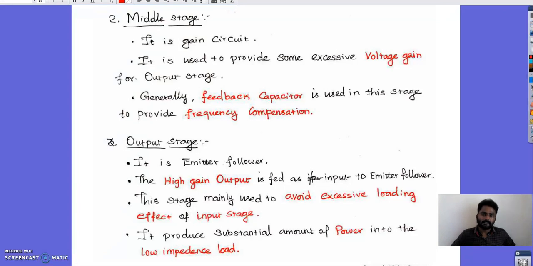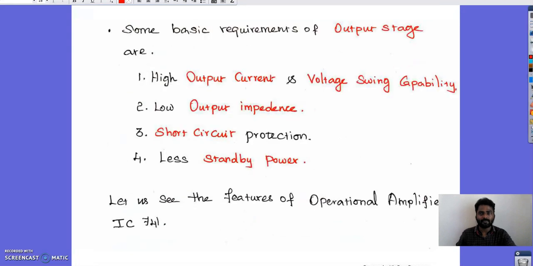And coming to the output stage, it is the emitter follower, as I said, and the high gain output is fed to the input of the emitter follower. This stage is mainly used to avoid the excessive loading effect of the input stage. As I said earlier, the input impedance is high, so excessive loading happens there. So it has been avoided at this stage, and it produces a substantial amount of power into the low impedance load. Some of the basic requirements of the output stage are high output current, low output impedance, short circuit protection, and less standby power.